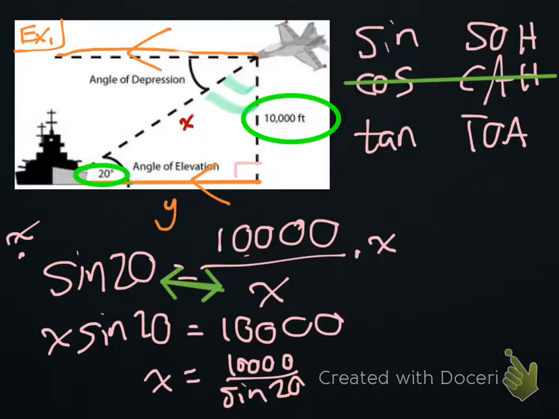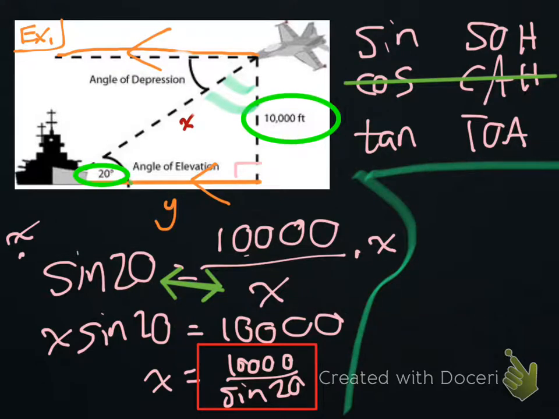Now let's solve for y. To solve for y, we can use cosine if we want, because we know x, but x is in this form here, which is difficult to plug in. So I'm going to use tangent, and we're going to create a little wall here so we don't get it all mixed up.